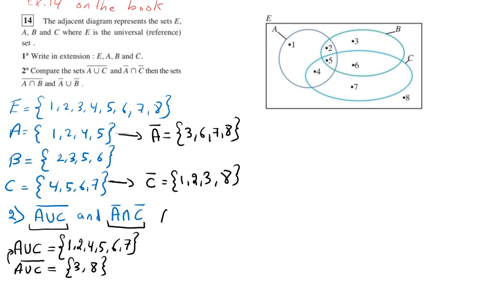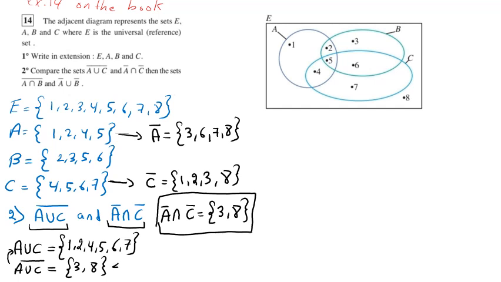Now A bar intersection C bar means the common elements only. The common elements between A bar and C bar are 3 and 8. So we get this answer, and the two answers are equal. So (A union C) bar is equal to A bar intersection C bar.